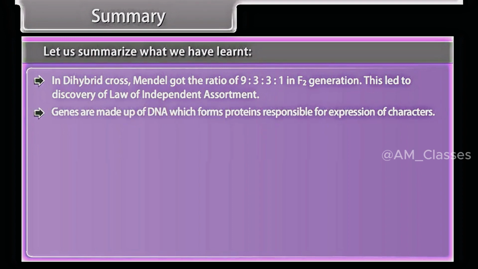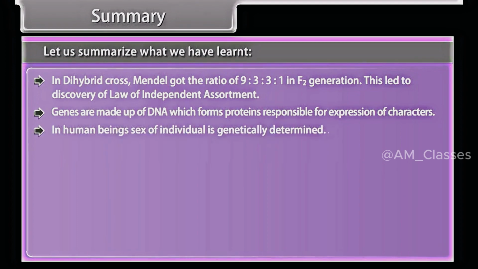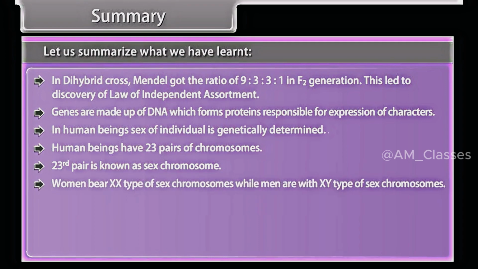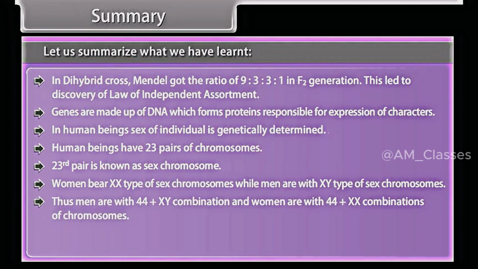Genes are made up of DNA, which forms proteins responsible for expression of characters. In human beings, the sex of an individual is genetically determined. Human beings have 23 pairs of chromosomes. The 23rd pair is known as the sex chromosome. Women bear the XX type of sex chromosomes, while men have the XY type. Thus, men have the 44 plus XY combination, and women have the 44 plus XX combination of chromosomes.